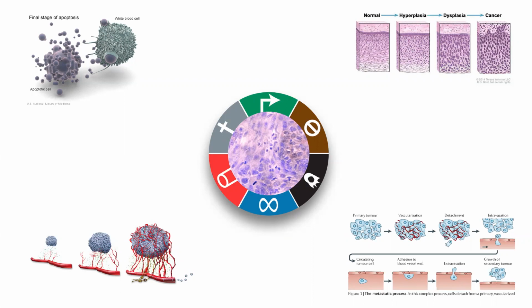There are additional 4 that we can talk about, and that would be deregulating cellular energetics, avoiding the host immune destruction, promoting tumor inflammation, and then genome instability and mutation.